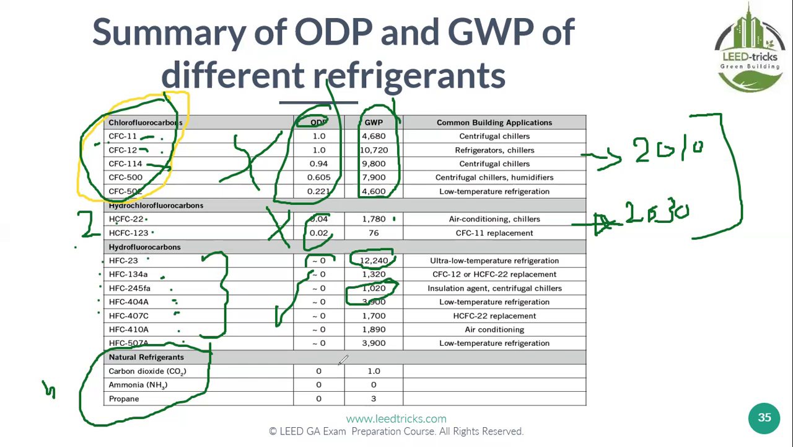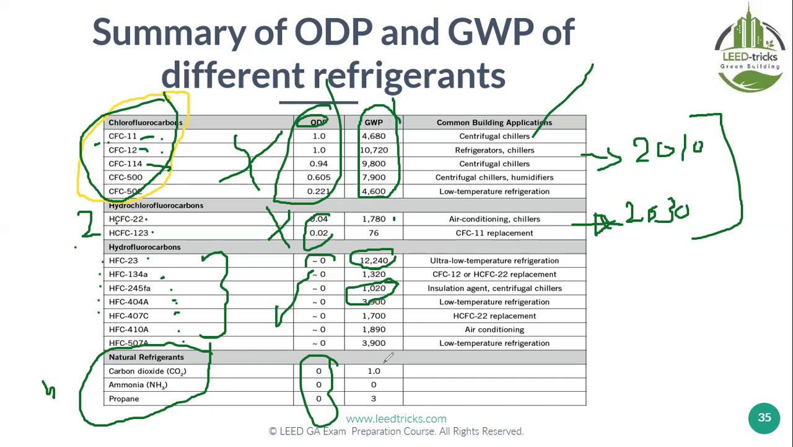The natural refrigerants also have zero ODP. ODP means ozone depletion potential: the amount of impact they have on the ozone layer. GWP, global warming potential, means the amount of global warming caused by this component, like the CO2 emissions and their impact. So their global warming potential is high for these.